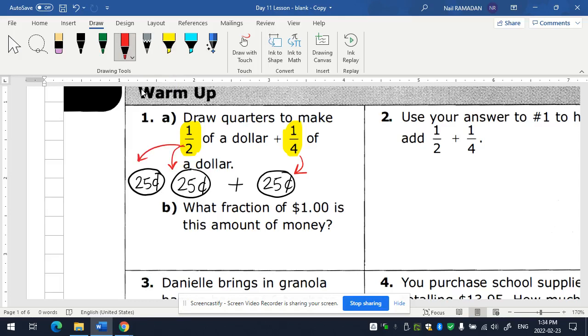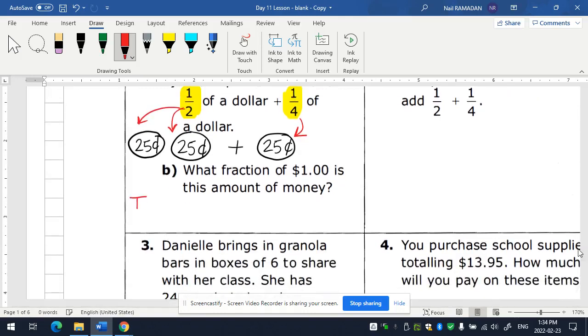That's draw quarters to make 1/2 a dollar plus 1/4 a dollar. So what fraction of $1 is this amount of money? Well, I guess that's 75 cents. Well, so you can say what that is. Let's write that is 75 cents, which is three fourths or 3/4 of a dollar.